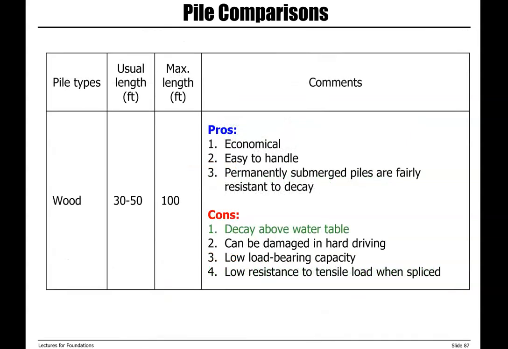And then finally, we have wood as a construction material for piles. The usual length is between 30 to 50 feet, and the maximum length can go up to 100 feet. So it's cheap, it's easy to handle. If it's permanently submerged, then it's very resistant to decay, but decay above water table can occur, and it can be damaged when the pile is driven into the soil. Compared to steel or concrete, it provides lower load bearing capacity and it has lower resistance to tensile load when spliced.